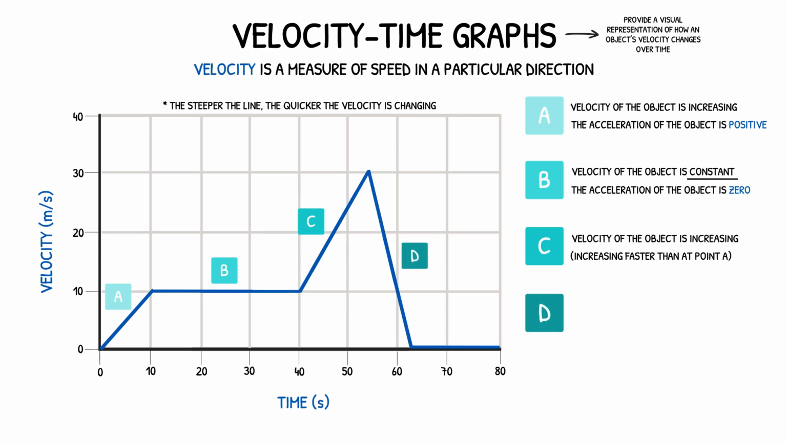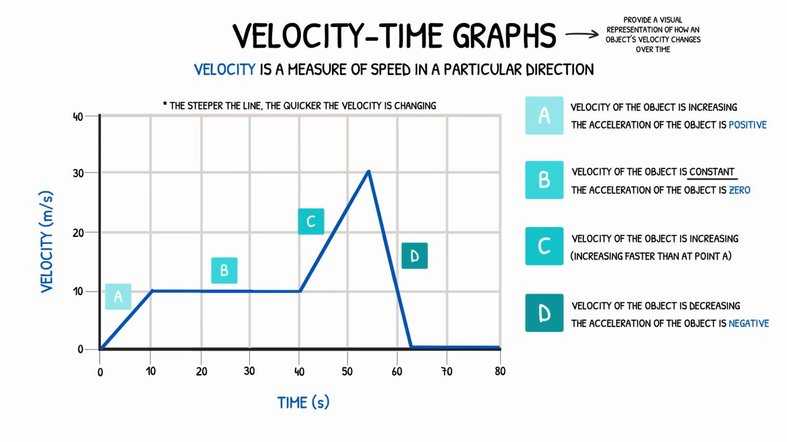At point D, we have a downward sloping straight line. The downward slope of the line indicates that the velocity of the object is decreasing. This negative decrease in the object's velocity indicates negative acceleration or deceleration, which means the object is slowing down.